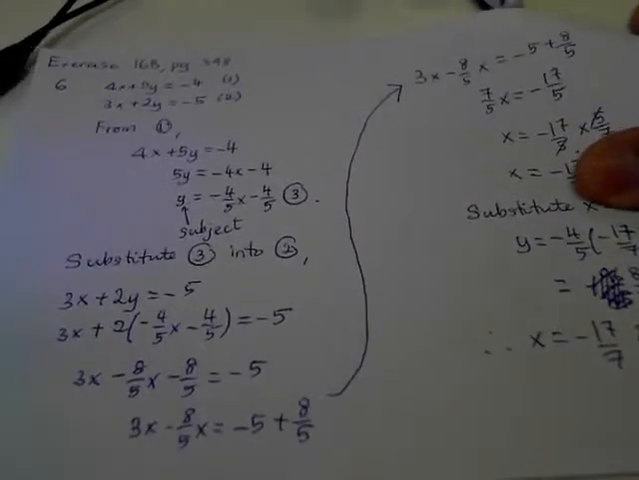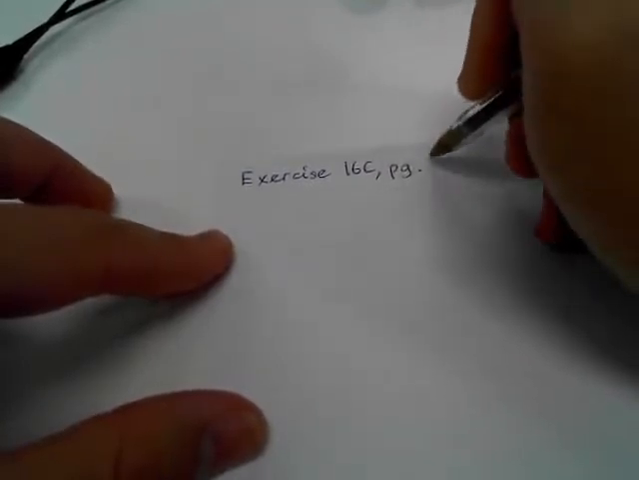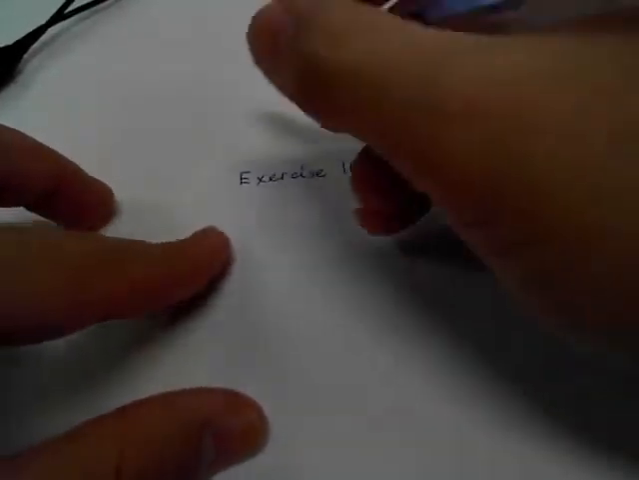Okay, I'm going to continue. So that was the substitution method. Now let us move on to the elimination method. Okay. It's not very nice. Anyway. So exercise 16C, page 350. Let's try question 6.